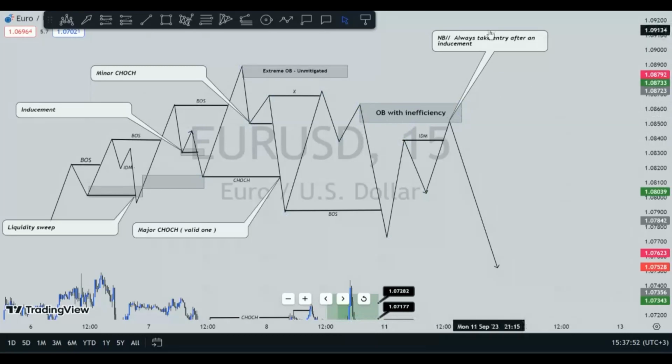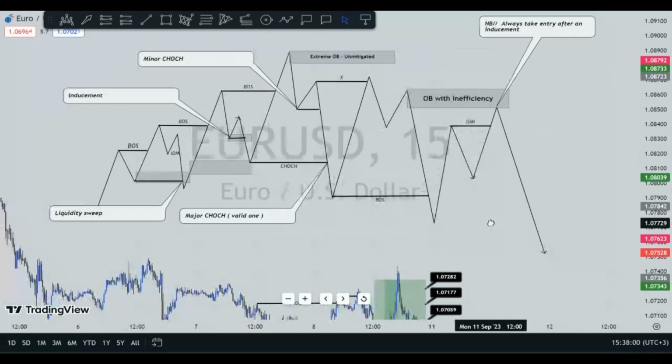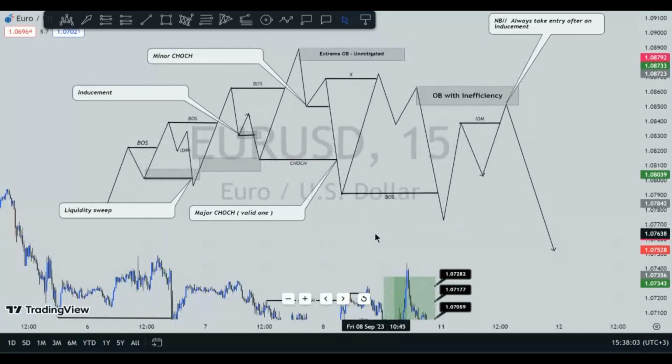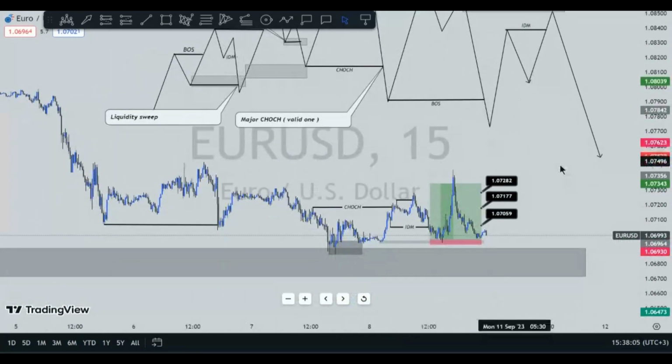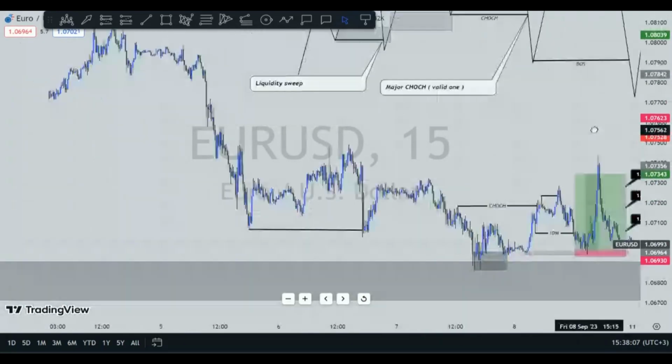So, point to note, always take entries after an inducement. Always. Do not enter a trade without an inducement. That's how you won't get trapped.